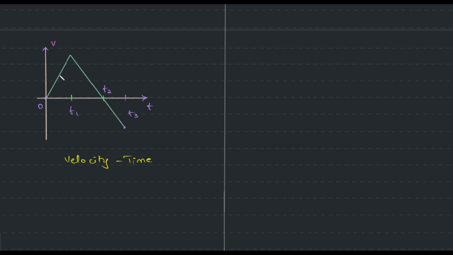In this case, this represents speeding up. It is slowing down. And this is where the object is, yes, turning, and it is going back. So basically in this case, the answer is U-turn happens at T2.